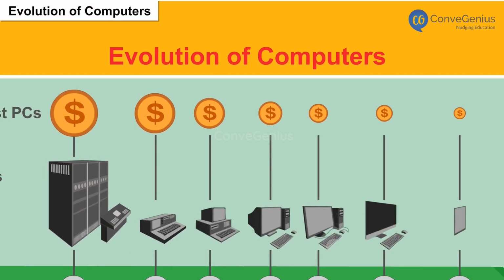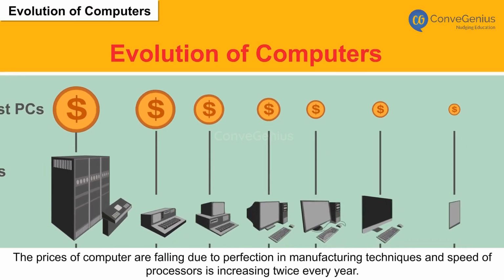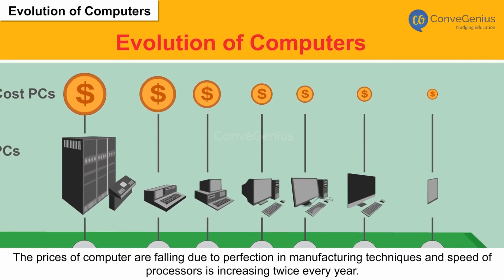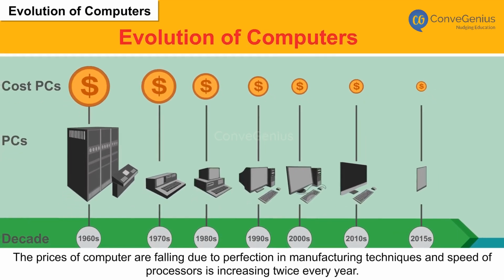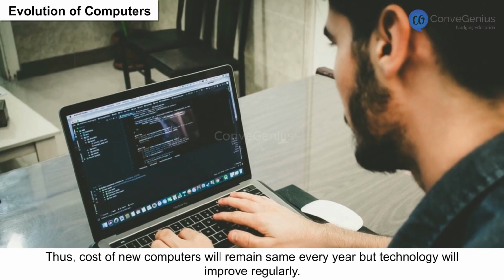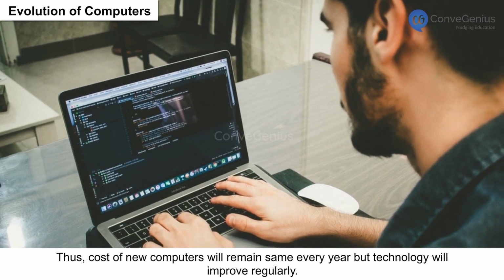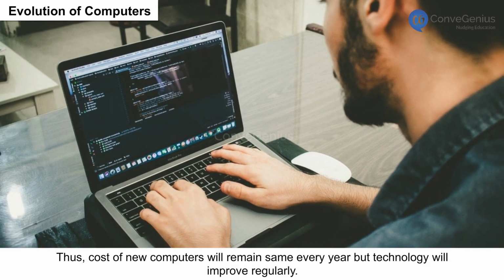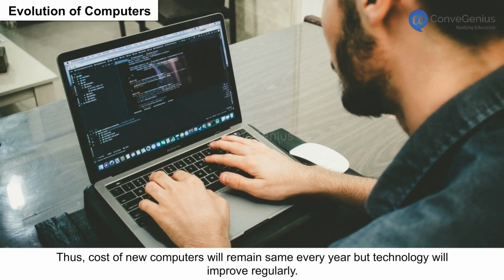Evolution of computers. The prices of computers are falling due to perfection in manufacturing techniques, and the speed of processors is increasing twice every year. Thus, the cost of new computers will remain the same every year, but technology will improve regularly.